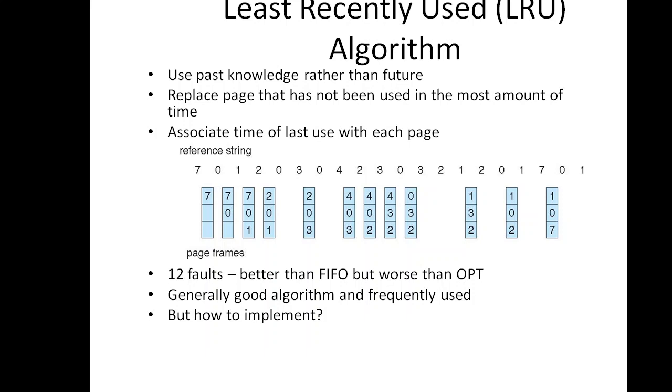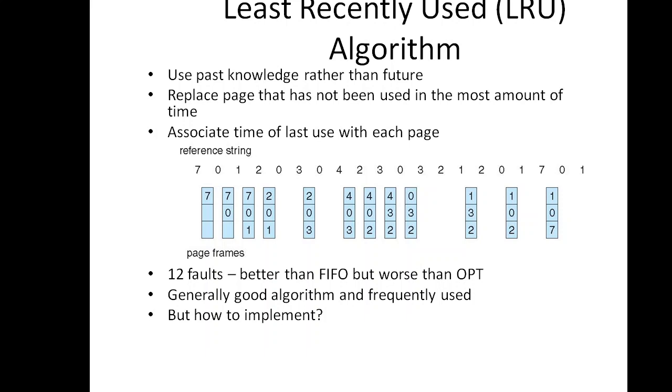Next value is 0. So I have to check for 4, 3, 2. 4 is 2 values previous, 3 is just one value previous, the immediate one. 2 is one value previous to that. So I can replace 4 with 0. Next value is 3. 3 is already there, do not replace anything. 2 is also there, do not replace.